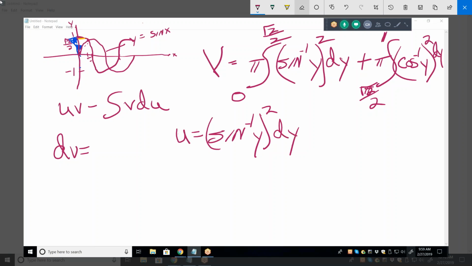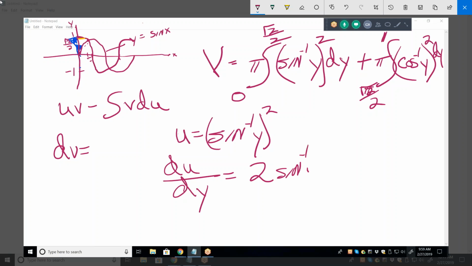Don't do that yet. So du, which we have to solve for, dy equals 2 inverse sine y times what? Times the derivative of the inside. In other words, all we're doing here is using the chain rule.